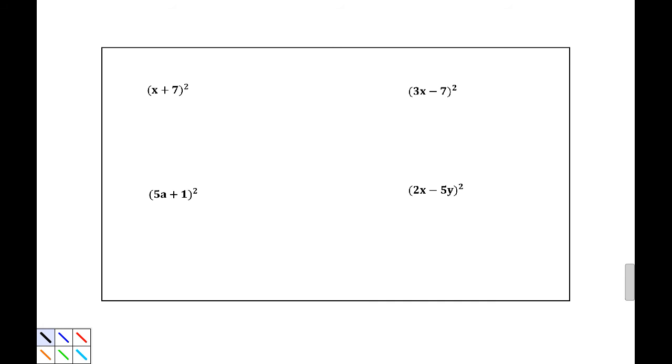We have x plus 7 quantity squared. I'm going to write this as x plus 7 multiplied by x plus 7.